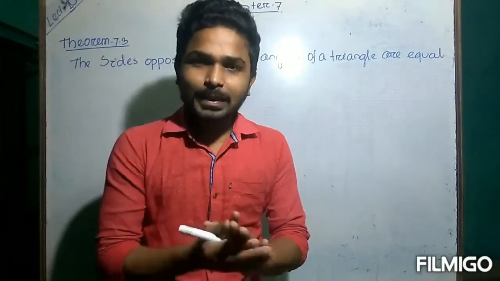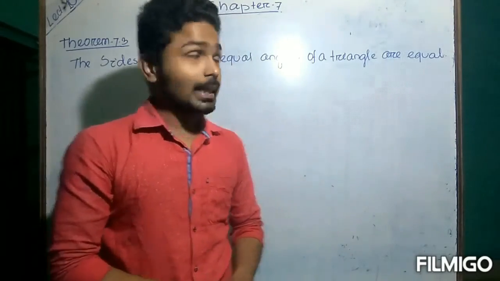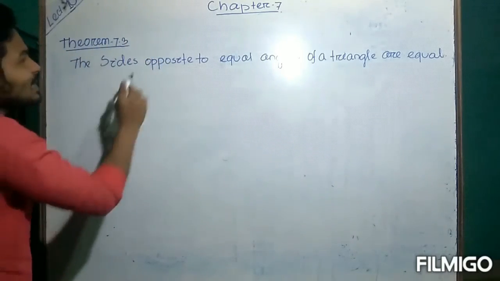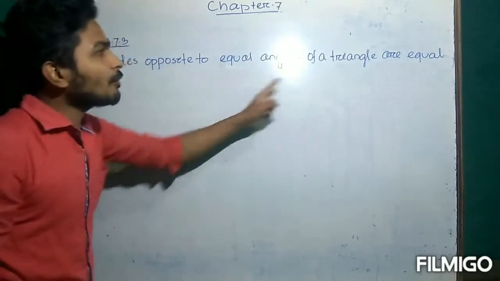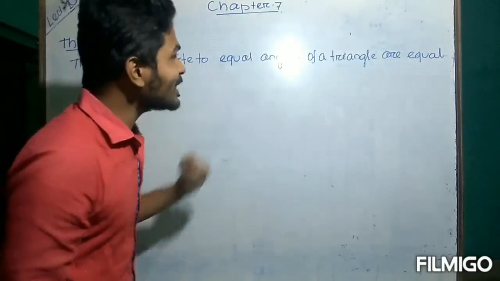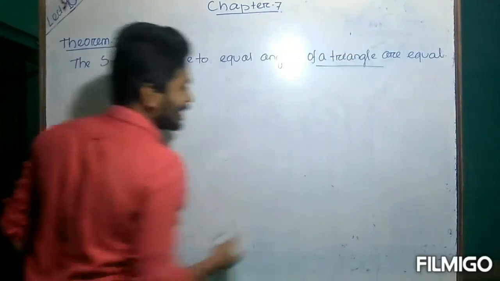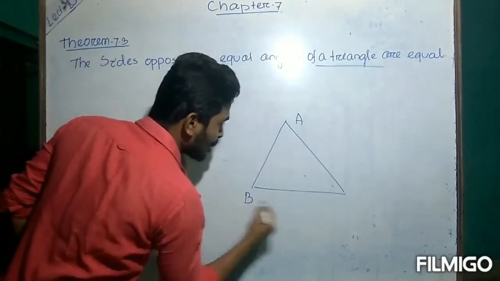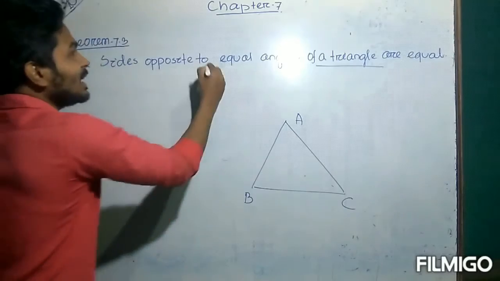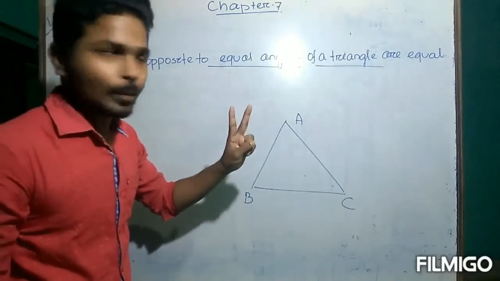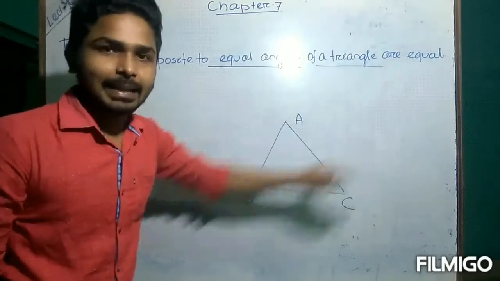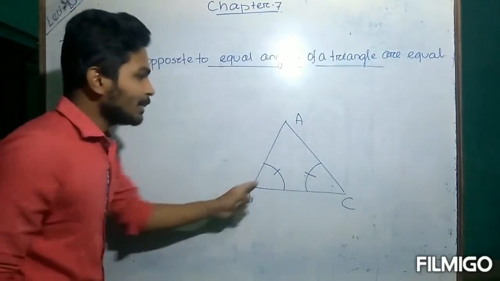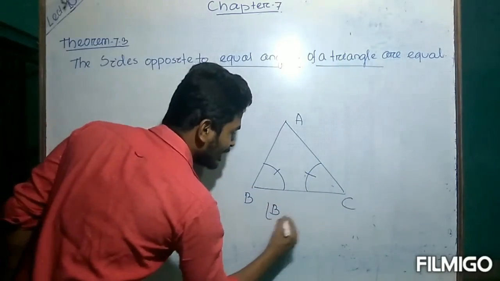So coming to the next theorem of this lecture, that is theorem number 7.3. Let us understand the statement of this theorem. It states that the sides opposite to equal angles of a triangle are equal. So what does it mean? It means if there is a triangle ABC, and in this triangle there are two equal angles. Suppose we have taken two equal angles, angle B and angle C. Angle B is equal to angle C.